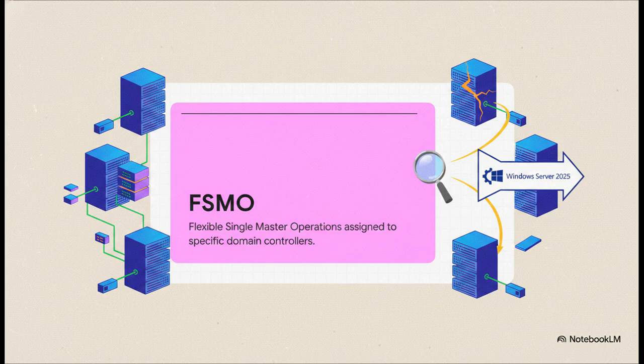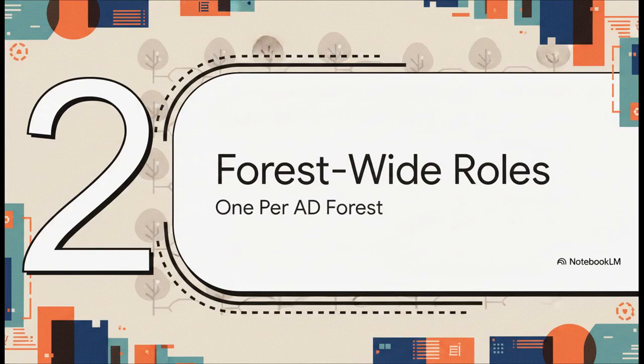And that word flexible is the real game changer here. It means if a server crashes or if you're just doing routine hardware upgrades, these roles can be cleanly transferred to another DC, so your network keeps humming along without missing a beat. All right, moving on to Section 2, the two forest-wide roles.